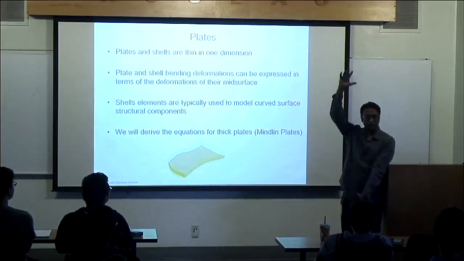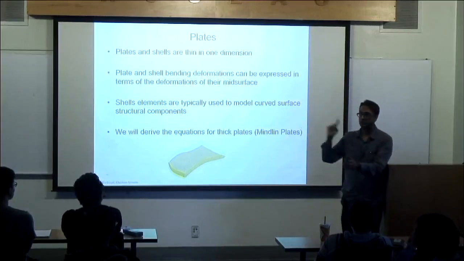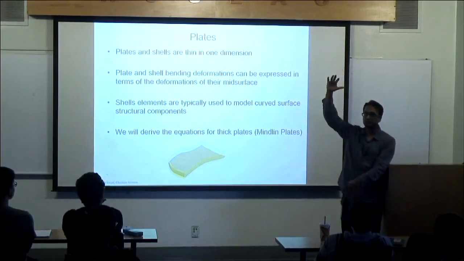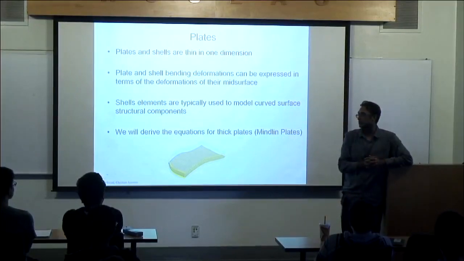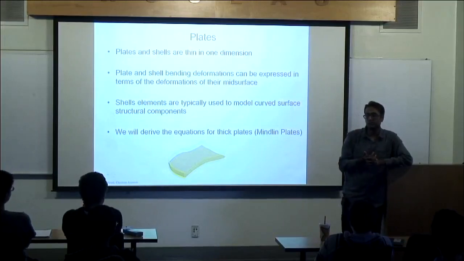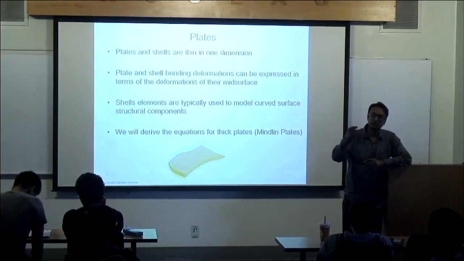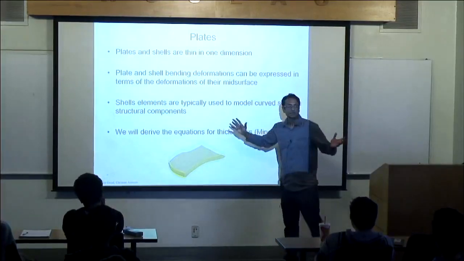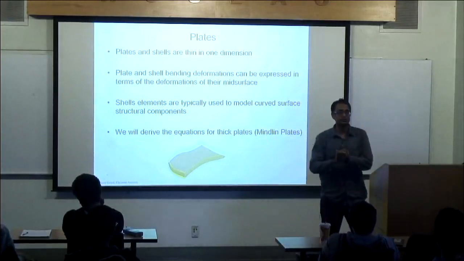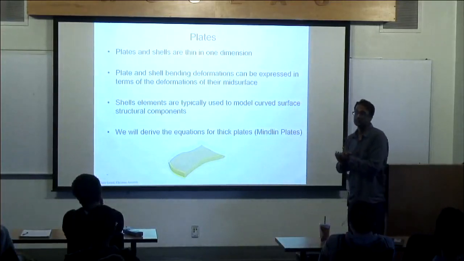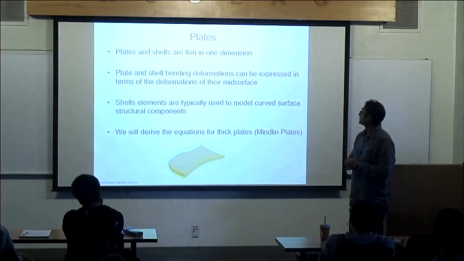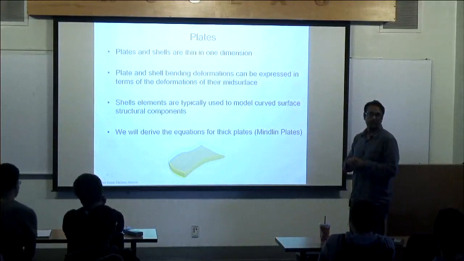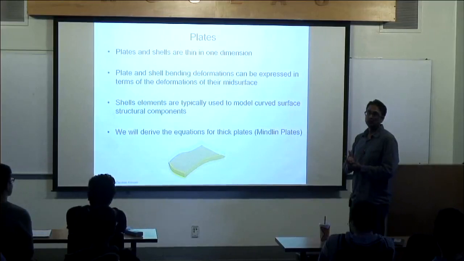But the other lengths are long. So the circumferential direction is long and the axial direction is long. And so that case can be modeled as a plate, or a shell in that case, because only one dimension is thin. So using three-dimensional elements to model the thickness does not make any sense. You can just follow the deformation of the structure, just following the mid-surface, okay? And so typically what you will see is that in this theory, you follow the mid-surface in the deformation process.